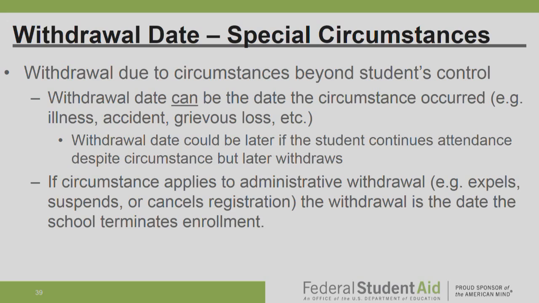Now, in the event that it is beyond their control because, well, we suspended you. It is beyond your control because we're suspending you. We're terminating your enrollment because of all the horrible things you did as a student. Okay? Not horrible, but you get it. Broke the rules, maybe. I don't know. But it's the date the school terminates. Okay? That's the date that you're going to use for the withdrawal date. That's simple.